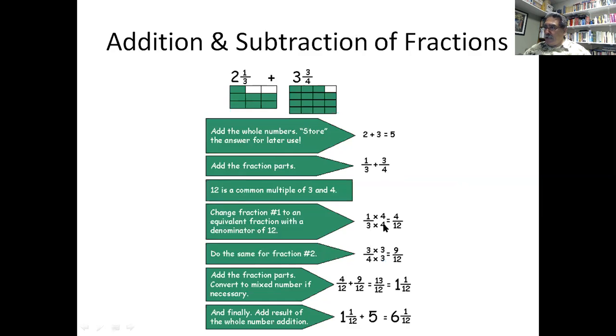1/3 times 4/4 becomes 4/12. Then you take this one, multiply the top and bottom by 3, the denominator of the other one. 3/4 times 3/3 becomes 9/12. So now we have 4/12 plus 9/12. When the denominators are the same, you just keep the denominator and add 4 plus 9, 13. So you get 13/12. Or you can write that as a mixed number because 13 goes into 12 one time with a remainder of 1 and the denominator stays the same.